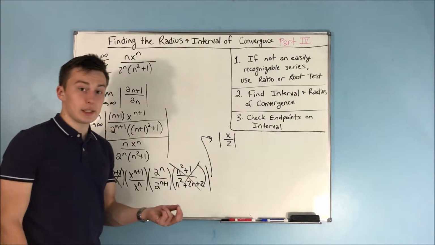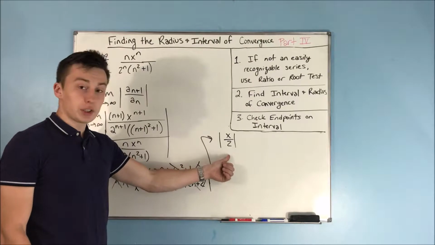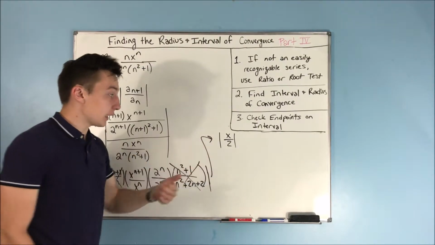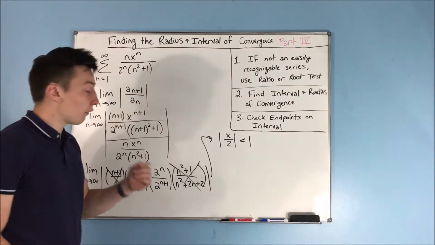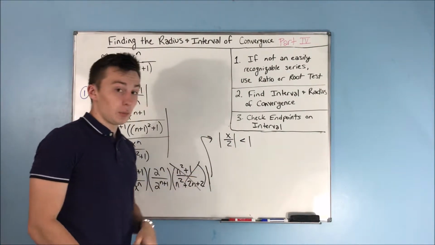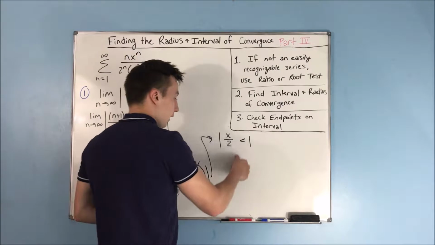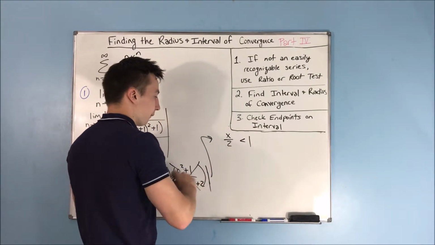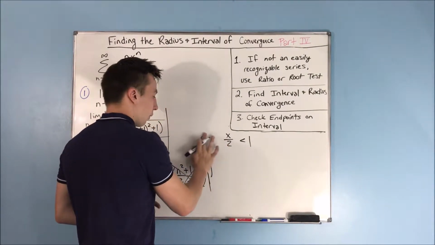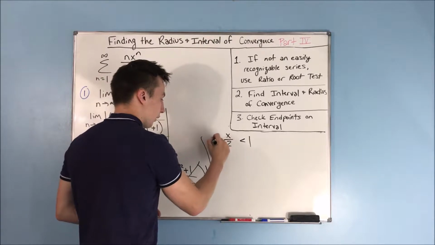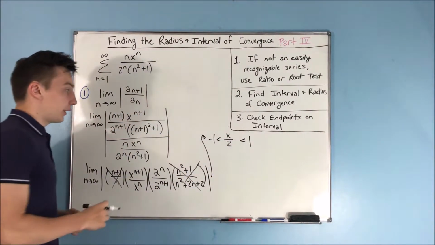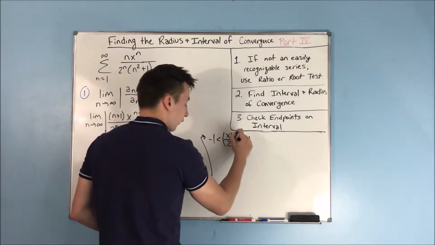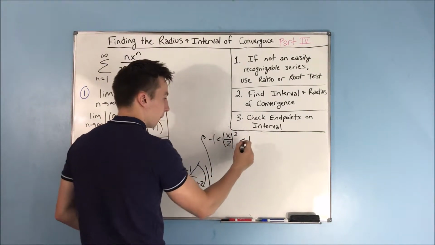Now what ratio test tells us is that for this to be convergent, this needs to be less than 1. So we have to find for what values of x this will be less than 1. We do that by getting rid of these absolute value signs, and if we do that, then we must say that this is greater than negative 1. And then to finish off finding our interval here.